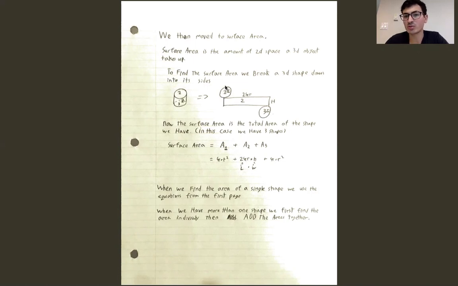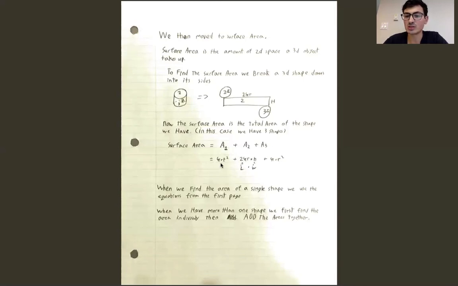So now I labeled the edges. We got our first edge, which is going to be a top circle, our second edge, which goes all the way around, which is going to be our second rectangle, and then the third edge, which is going to be the bottom. So finding the surface area, we're going to add up all these shapes together. So we got our area of shape 1 plus our area of shape 2 plus our area of shape 3.